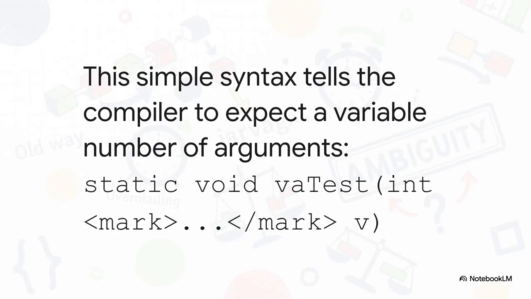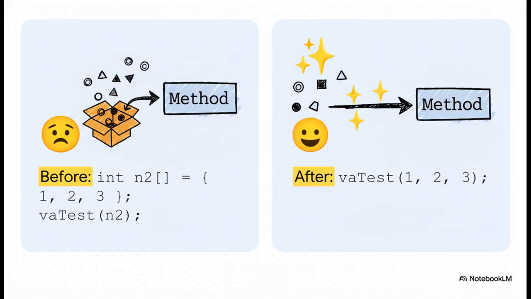And the magic? It's all right here in this one little piece of syntax. See those 3 dots after the data type? That's it. That's the whole trick. That ellipsis basically tells the Java compiler, hey, listen up. This method can take 0, 1, or a whole bunch of integers. You figure it out.